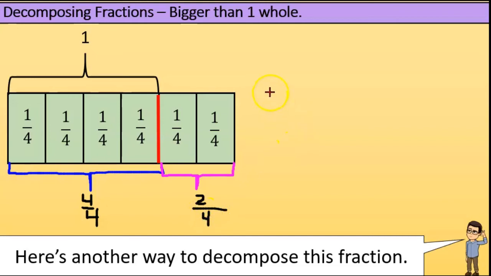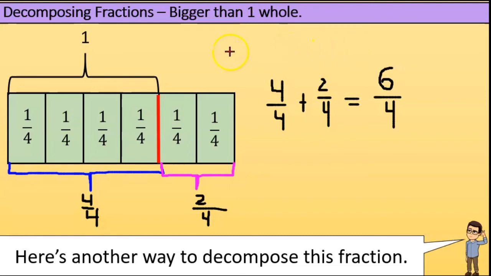And I can write an addition sentence. I can say 4/4 plus 2/4 equals, and I can count them up, and I know my bottom number stays the same, and I add the top two because I'm just counting by fourths. 1/4, 2/4, 3/4, 4/4, 5/4, 6/4. Okay, and that's another way that we can do this problem. That's another way we can decompose the same problem.